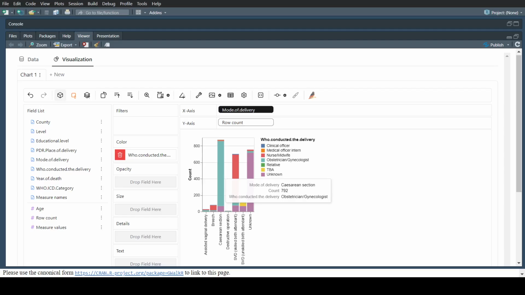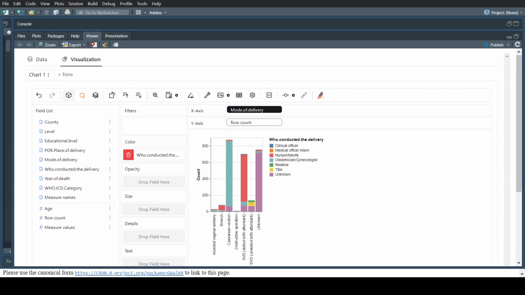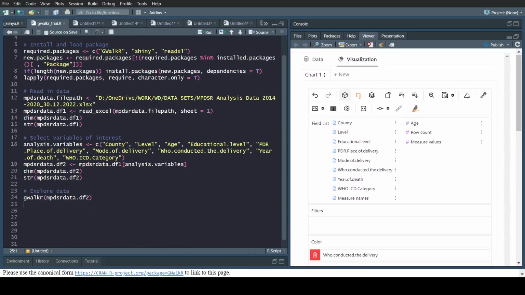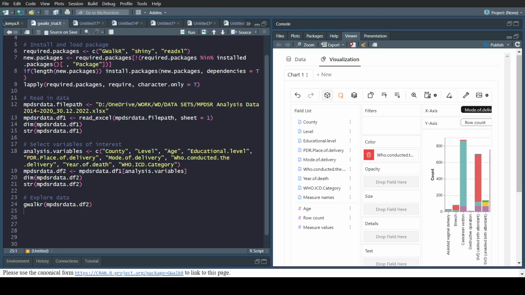So a lot of questions can be asked about why these women who died were delivered by skilled birth attendants, nurses, midwives, obstetricians, gynecologists, but there are still high numbers of deaths, even by skilled health workers. So that's a good point to highlight. You can see within a few minutes we've explored all of our 9 variables.